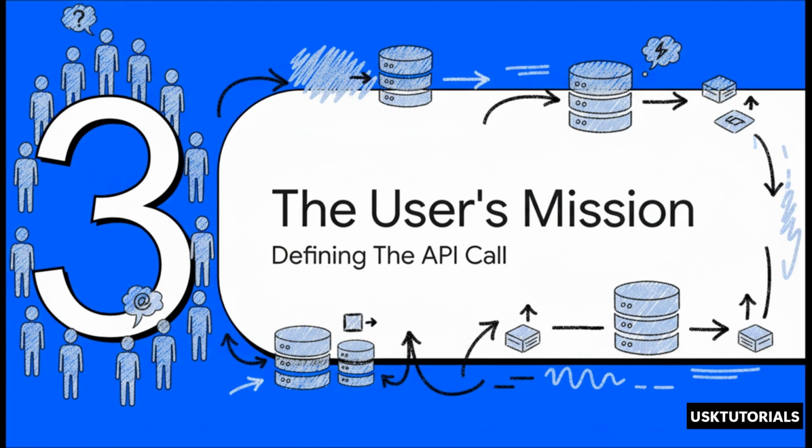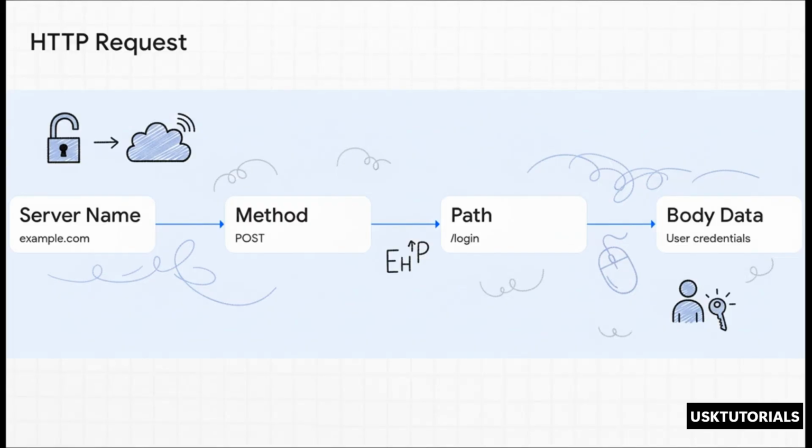But what are they supposed to do? We need to give them a mission. And their mission is simple: log in. We define this using what's called an HTTP request sampler. This is where we tell JMeter the specifics. We set the server name to our target website. We choose the POST method because we're sending data, a username and password, and we define the exact path, which is /login. This is pretty much the digital version of a user typing in an address and hitting enter.